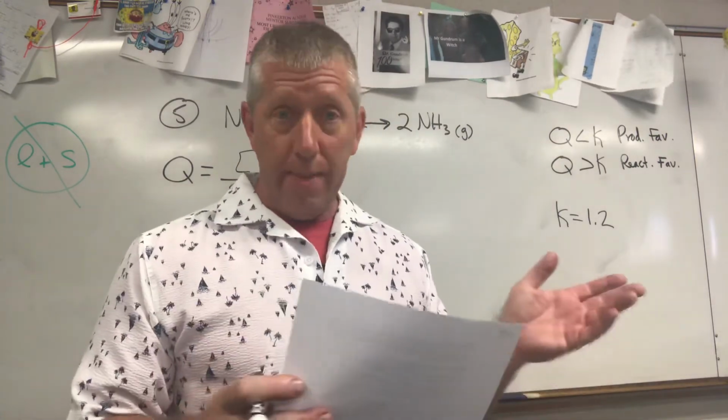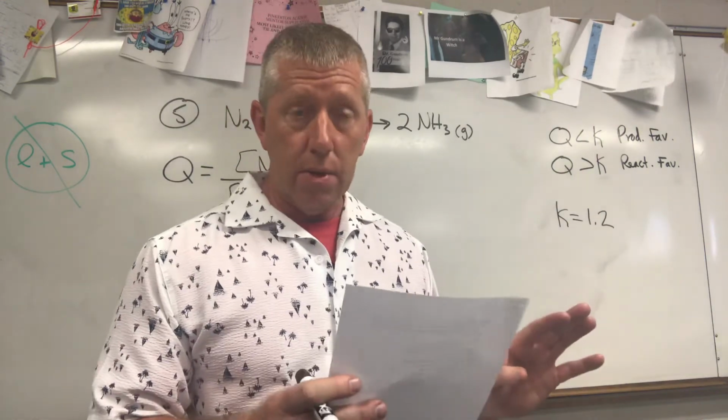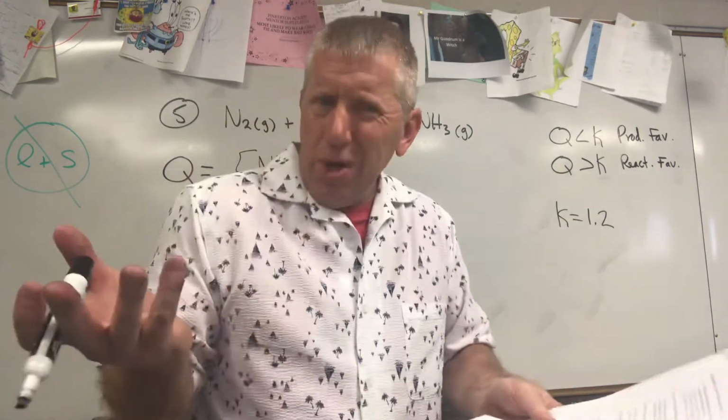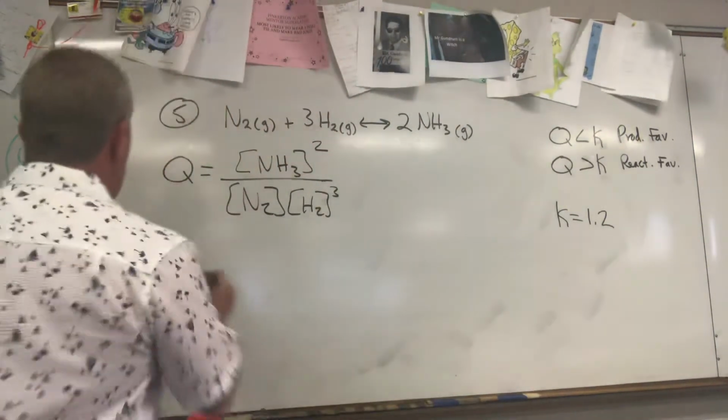Less than 1 means the reaction does not want to go to the right. Greater than 1, if it's a big number, means it really wants to go to the right. What does Q mean? Let's calculate it first. All right, let's do the math. So, gotta put the numbers in.